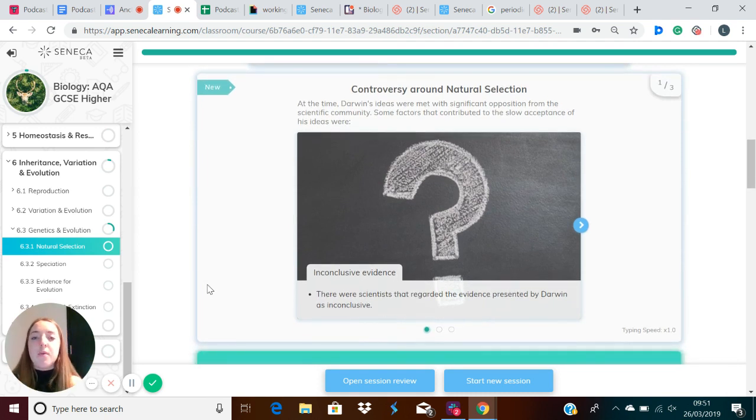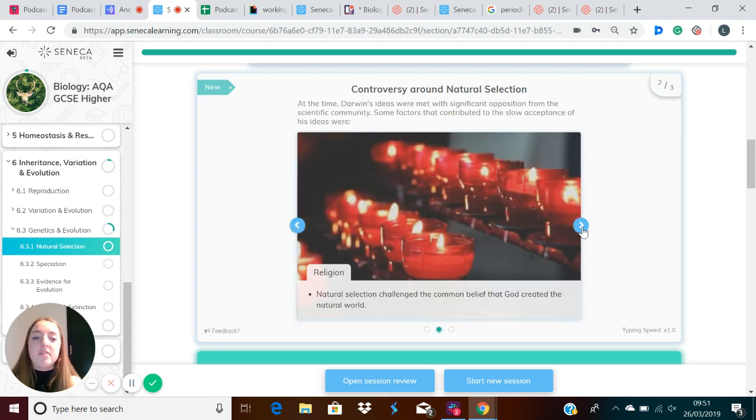At the time, Darwin's ideas were met with significant opposition from the scientific community. Some factors that contributed to the slow acceptance of his ideas were inconclusive evidence. There were scientists that regarded the evidence presented by Darwin as inconclusive, as in the evidence wasn't good enough for his theory.